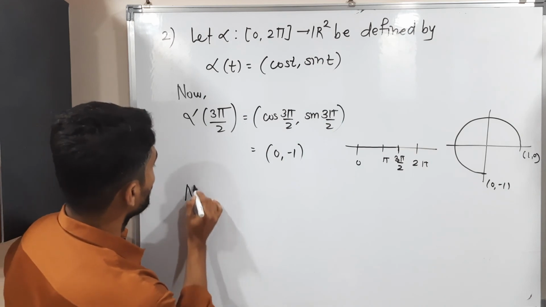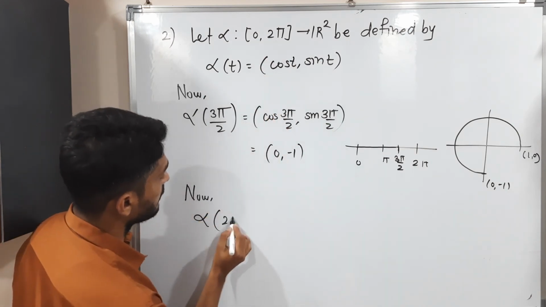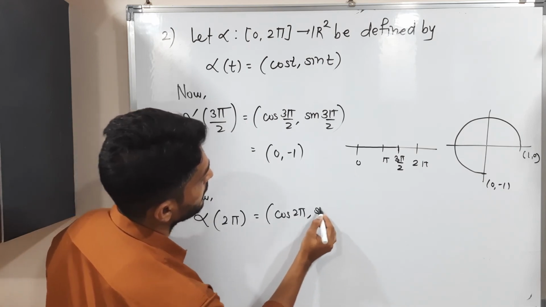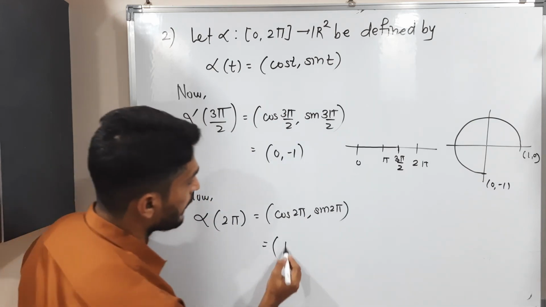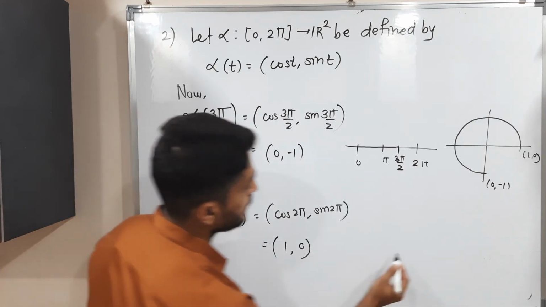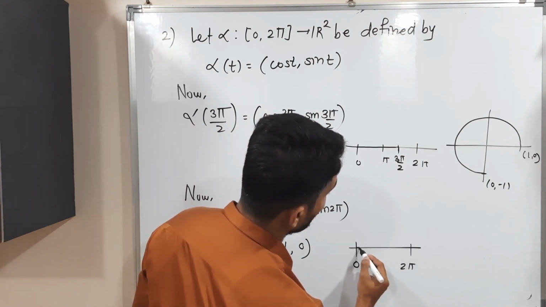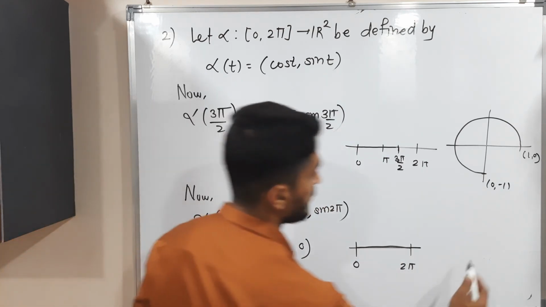So now, what is the end point? What is the last point? The last point is 2 pi. Again I will put it in the definition: cos 2 pi, sin 2 pi. Cos 2 pi is 1 and sin 2 pi is 0. Right now we have covered the complete interval 0 to 2 pi.